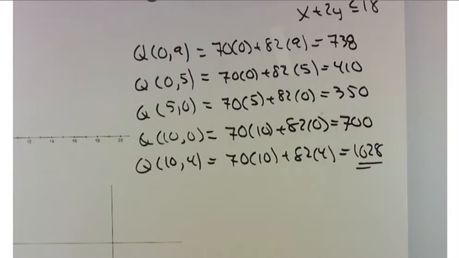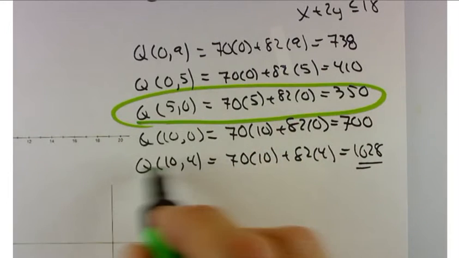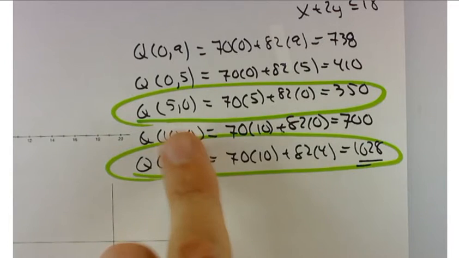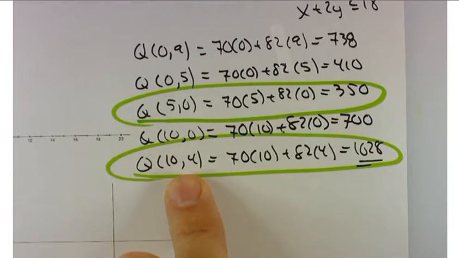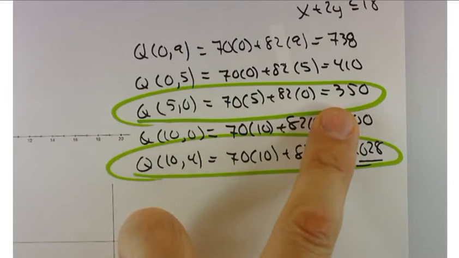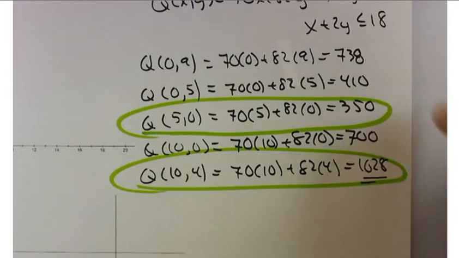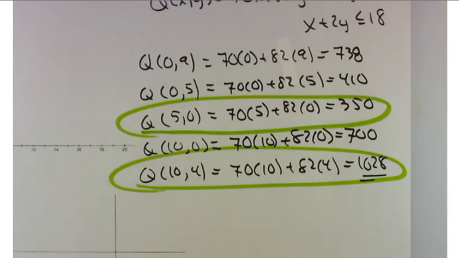Now, it depends on what you're looking for in this function. There's 2 points that would be of interest, typically. Either a maximum or a minimum. The maximum occurs at 10 and 4, and it's 1,028. The minimum occurs at 5 and 0, and it's 350. So it depends on your objectives for these types of functions, but you can get a couple possibilities here.